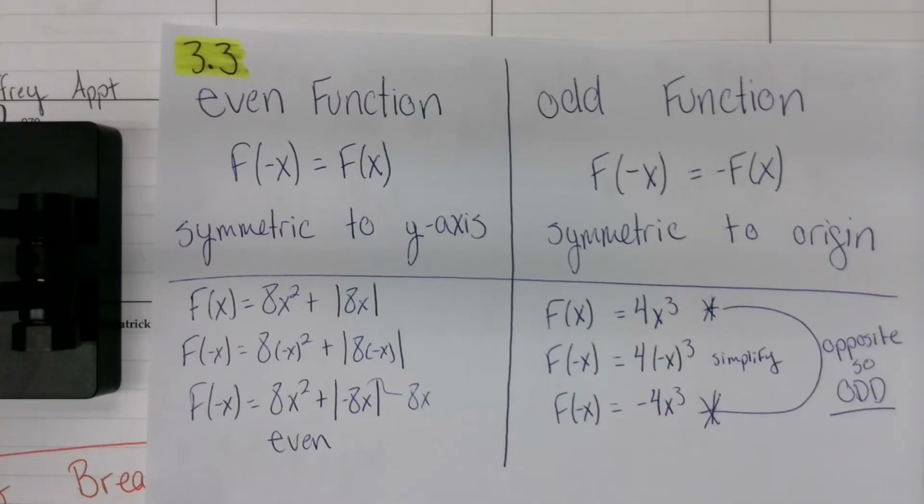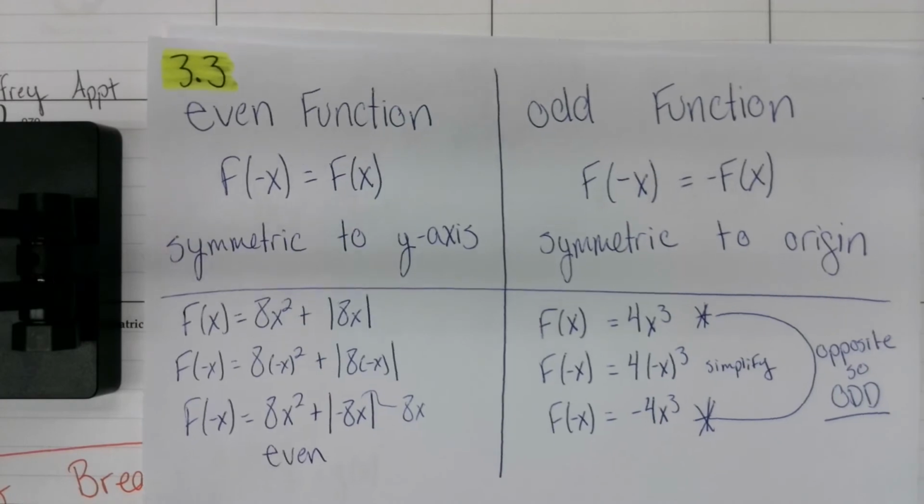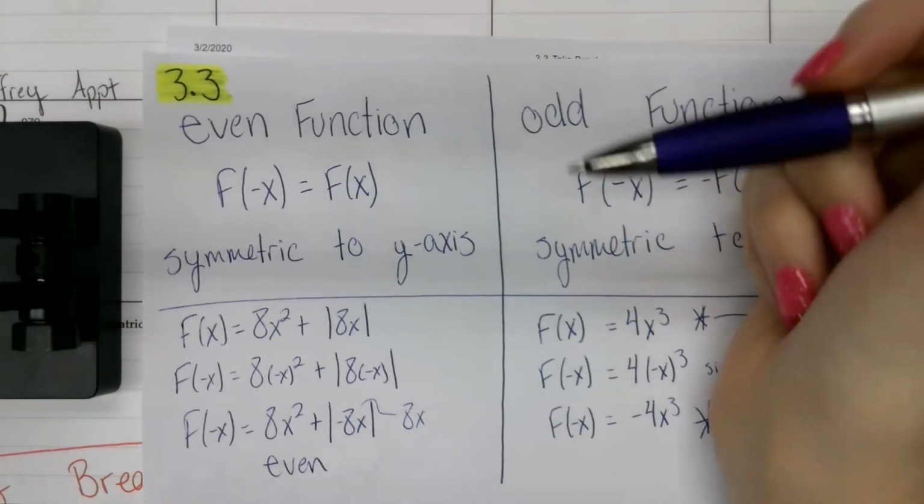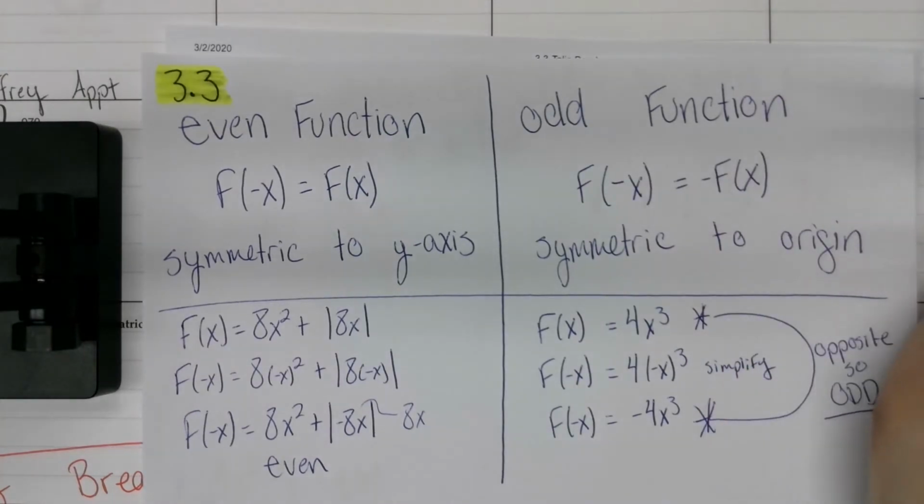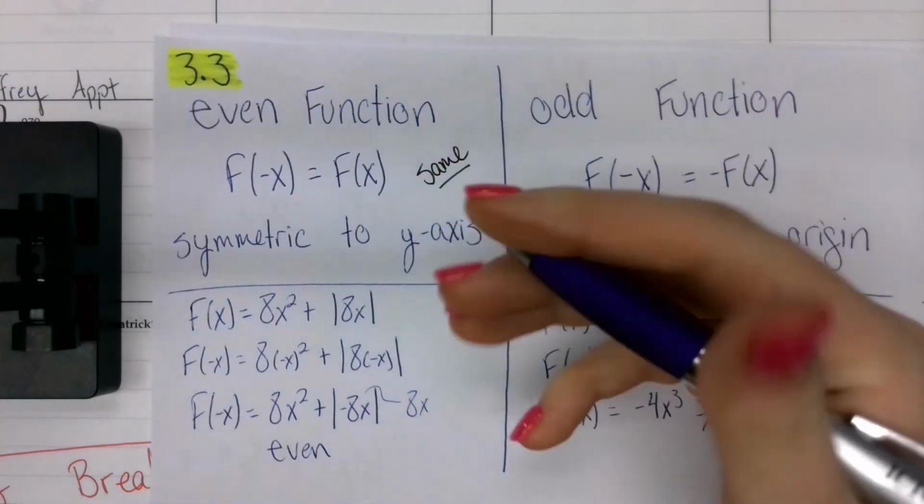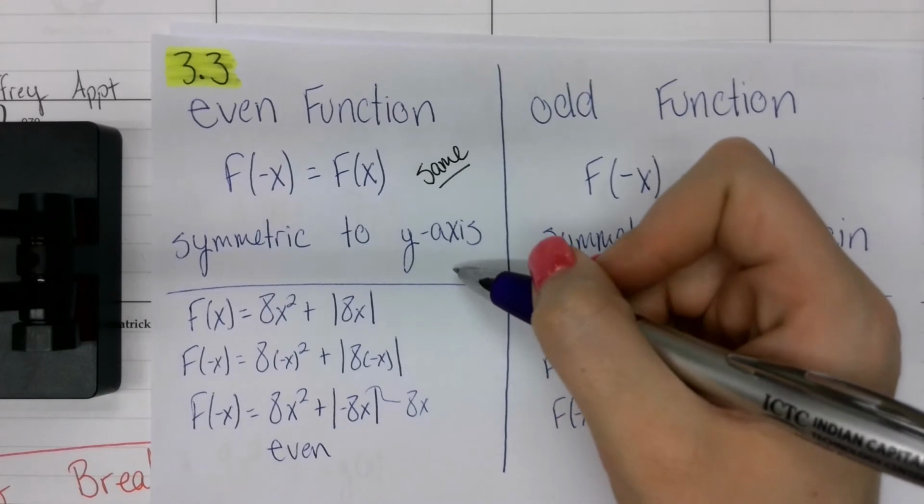Okay, on chapter 3, section 3, they start going over even and odd functions. And these are the rules you're going to have to know when you first start it. So when we have a function of negative x, when we work this problem out, it's going to be f of x. So it's going to end up being the same as the even function, and symmetric to the y-axis if we're looking at graphs.